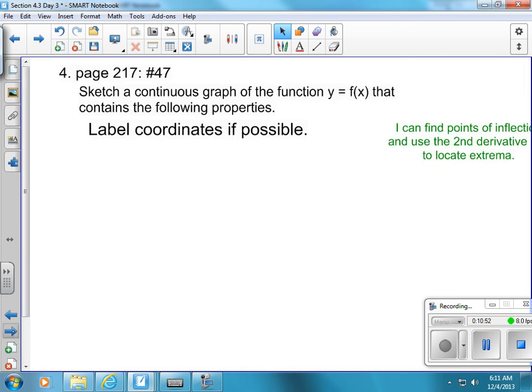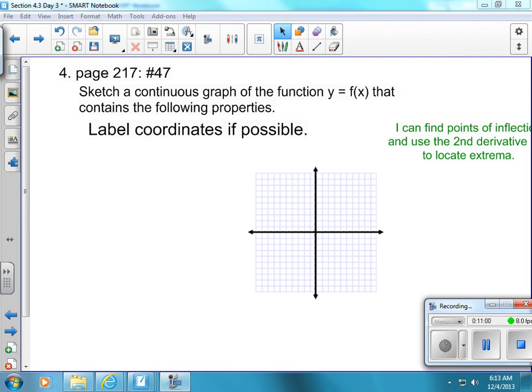Okay, that was fun. Now we have another one on page 217, number 47. Okay, so I love this problem because it helps you understand things about graphing. This is number 47, and 47, 48, 51, 52, they're all about evaluating graphs or creating a graph and finding extrema, et cetera, et cetera. Anyway, let's start with number 47 and see what it gives you.